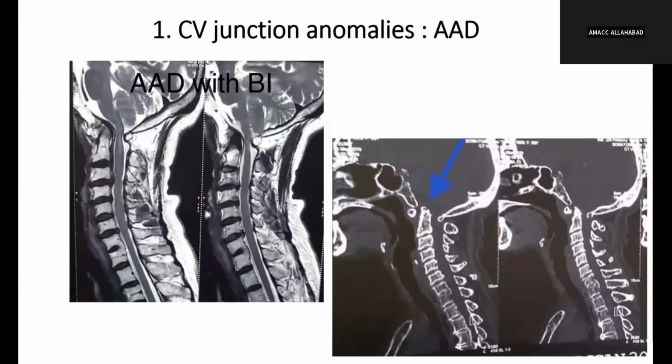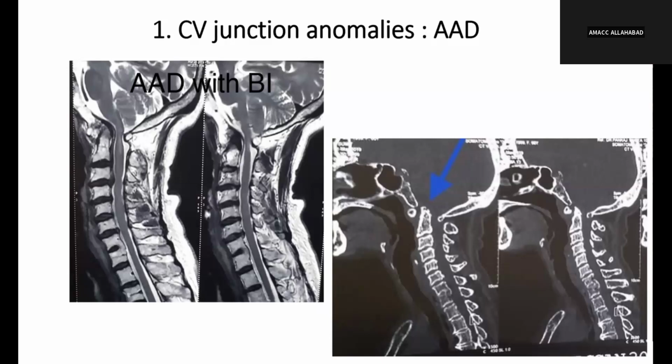What happens in this case is that this is the cervical junction, and at this place the distance between the anterior arch of C1 and the dens is more than normal. Normally it is less than 3 mm, but in these cases it increases. So the dens goes behind and starts compressing the spinal cord at the cervical junction. That is why it produces quadriparesis.